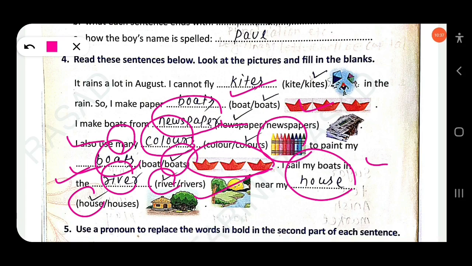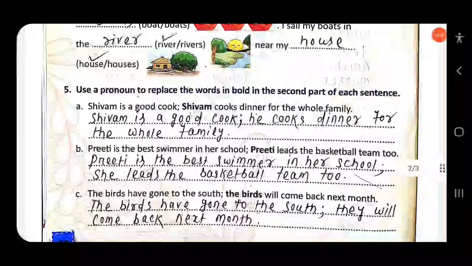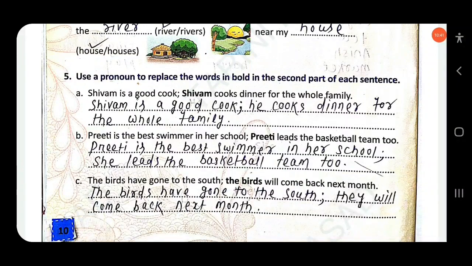First one. Clear? Then next, use a pronoun to replace the words in bold in the second part of each sentence. Shibam is a good cook. Shibam cooks dinner for the whole family. So you have to use a pronoun in place of the bold word. Shibam is a good cook. He cooks dinner for the whole family.